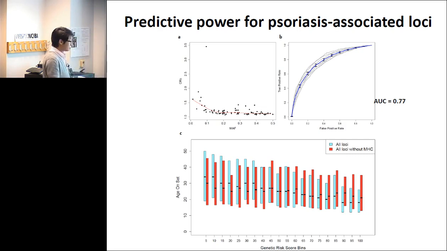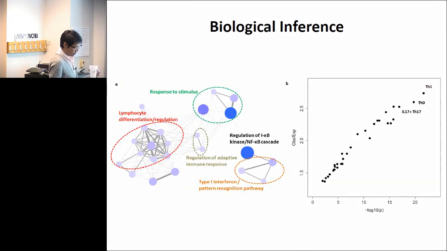So we applied MEAGA on all the psoriasis-associated loci genes, and in addition to the alternate free signal pathway, we also highlight pathways such as NF-kappa B. NF-kappa B is actually one of the downstream signals for the alternate free signal. So now we have a more complete picture of the disease mechanism.